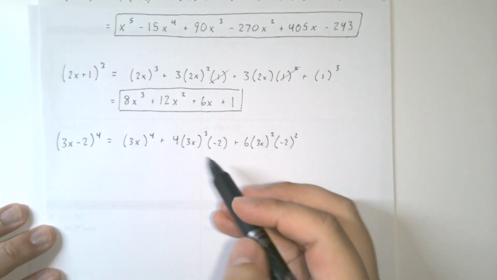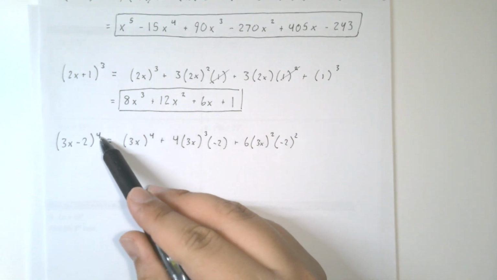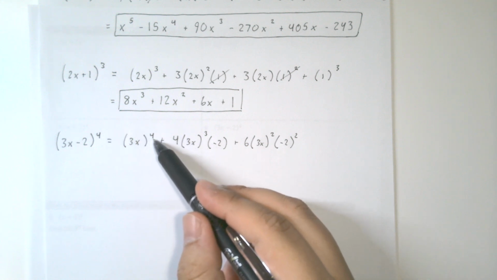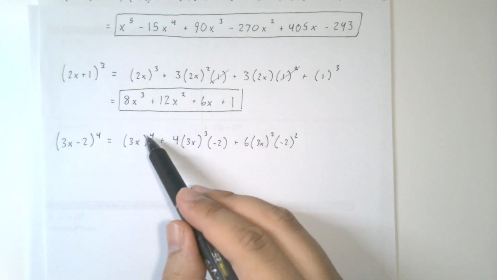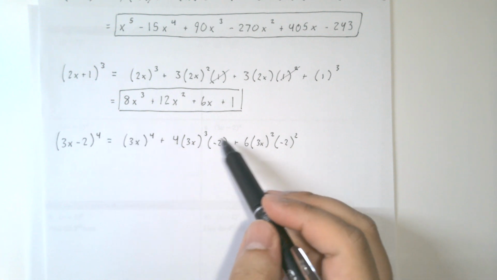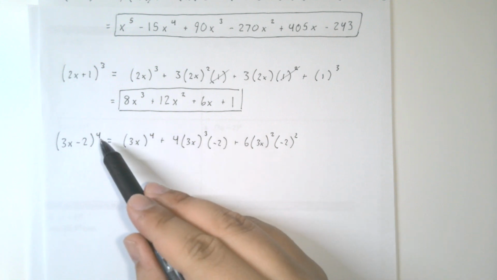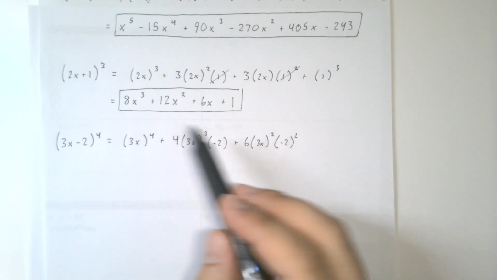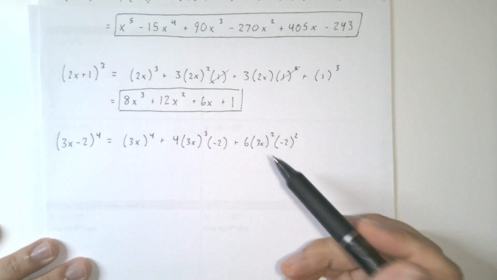Something to note, by the way, is that your exponents always add up to whatever this number is. So this is a 4, and remember, negative 2 here is going to have an exponent of 0, so 4 plus 0 is 4. This has an implicit exponent of 1, so 3 plus 1 is 4. 2 plus 2 is 4, and that can be seen on any of the other ones that we were doing as well.